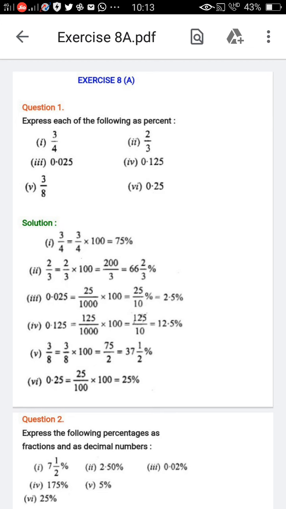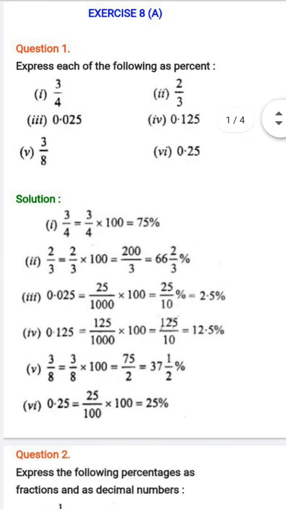That means we have to convert this into percent. See now, very simple steps to convert into percent. Whatever is given, it should be out of 100. See the first one, what is given here in the first question? 3 upon 4.